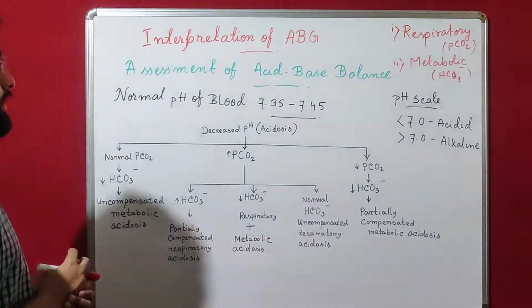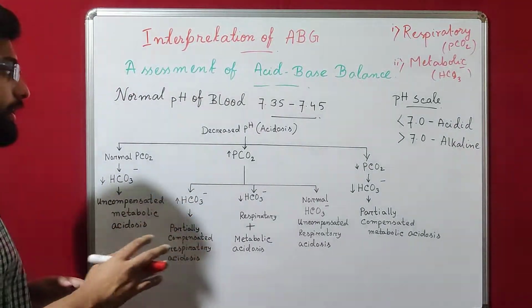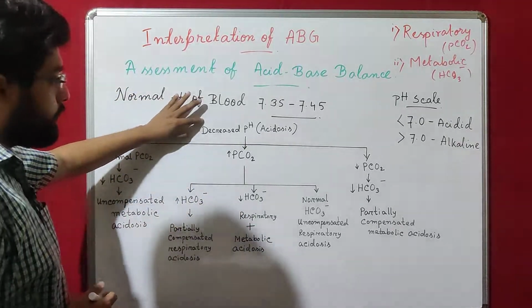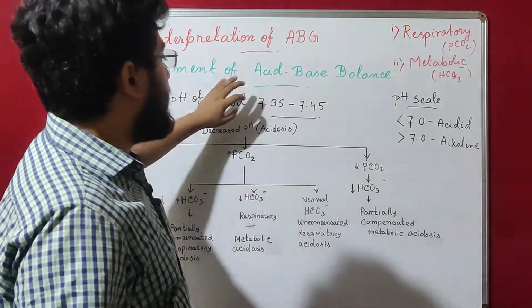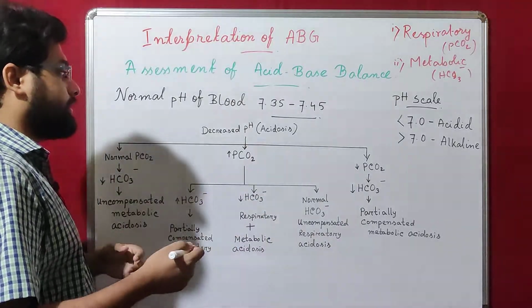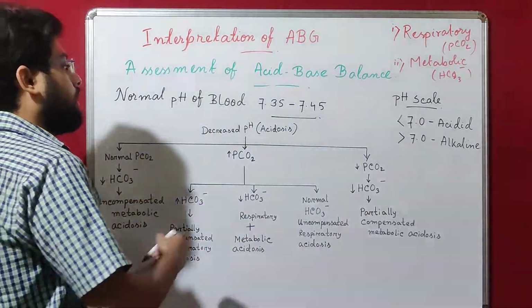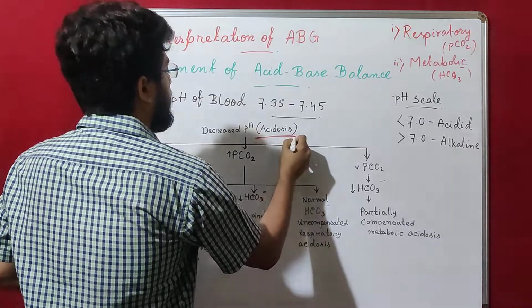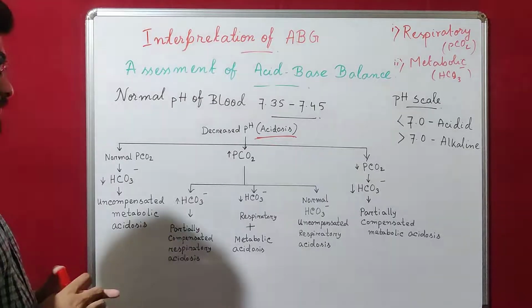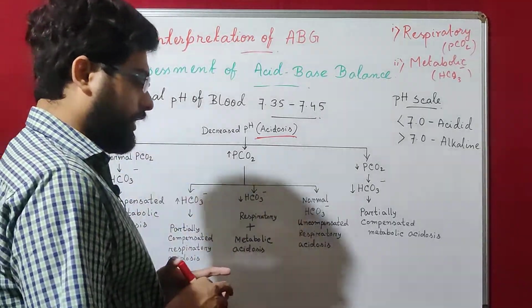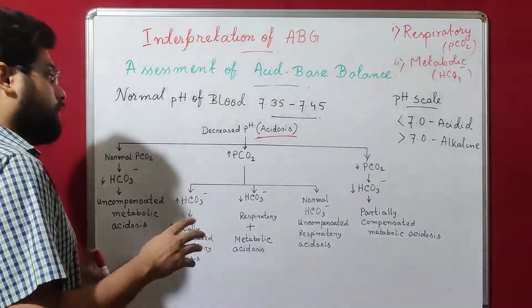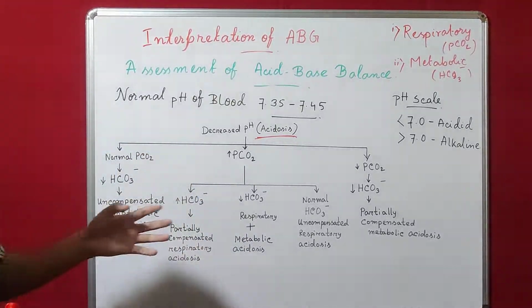First we will discuss what happens when we see that the pH is decreased. Again, if the pH value is lower than this range, we call it acidosis. So when the pH is decreased, this is acidosis. Then what will we look for? You already know that the patient is in acidosis, so you will see a decreased pH level in the ABG report. Then we will look for the PCO2 level.